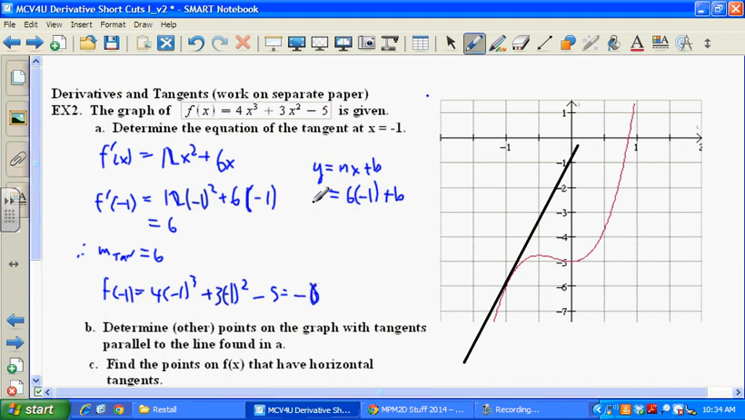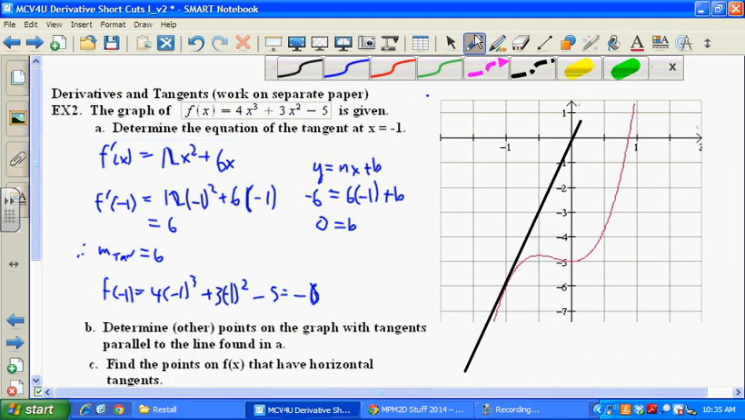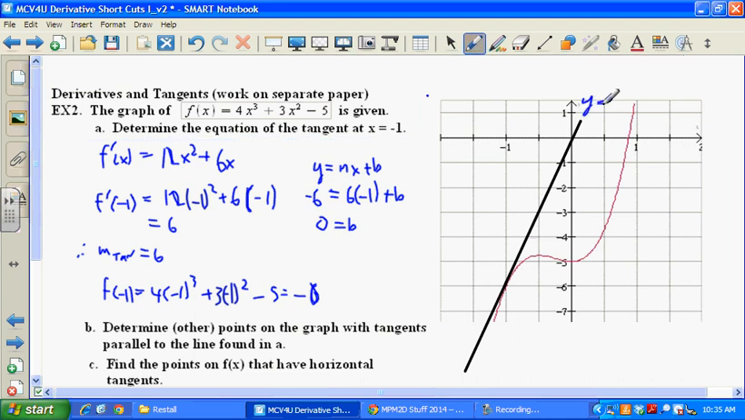Having pen problems here. There we go, just slow things down a little bit. And what do I get? I get b is 0? So my tangent was a little bit off. This tangent should have went through 0. I wonder if it will look better if I make it go through 0. Does that look like a better tangent? Oh yeah, that's way better. Way better. So the equation of the tangent is y equals 6x. I'd say y equals 6x is the required equation.